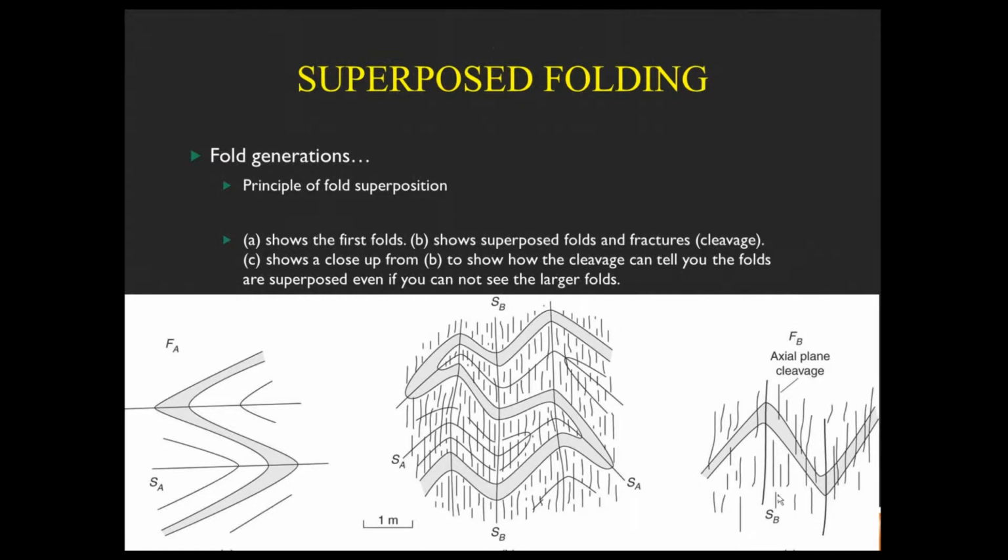Now, image C is zooming in on a part of image B, and we're in close enough now that we don't see that overarching folding that was in part A. We just see one limb from A that's been folded. So we wouldn't necessarily know that this was a superposed folding system, except we have all those cleavage fractures. That tells us, even if we can't see the larger folds, that we have superposed folds.